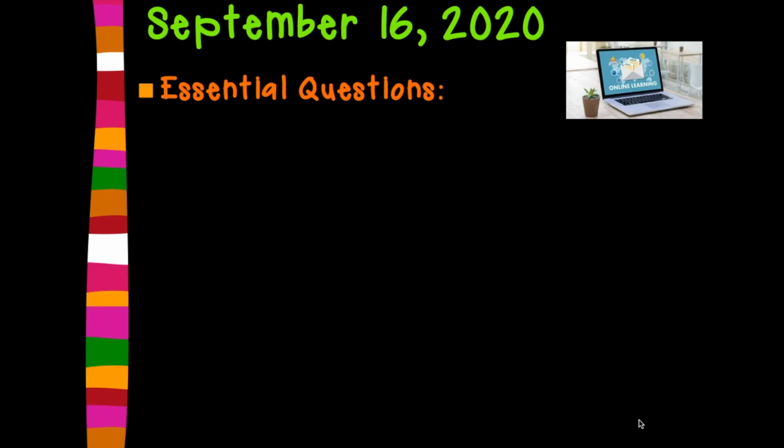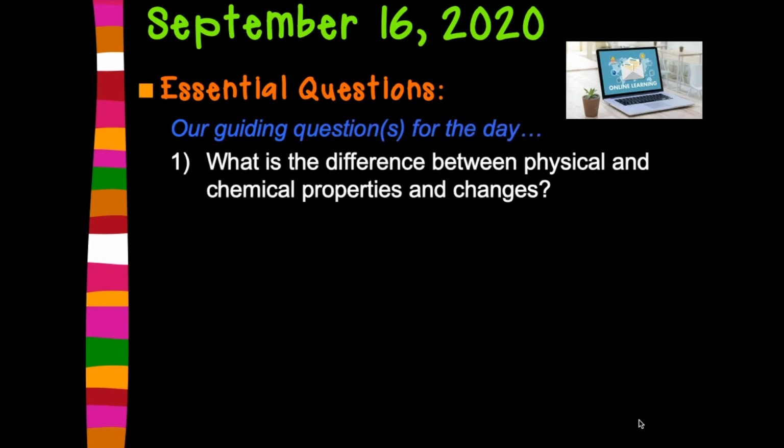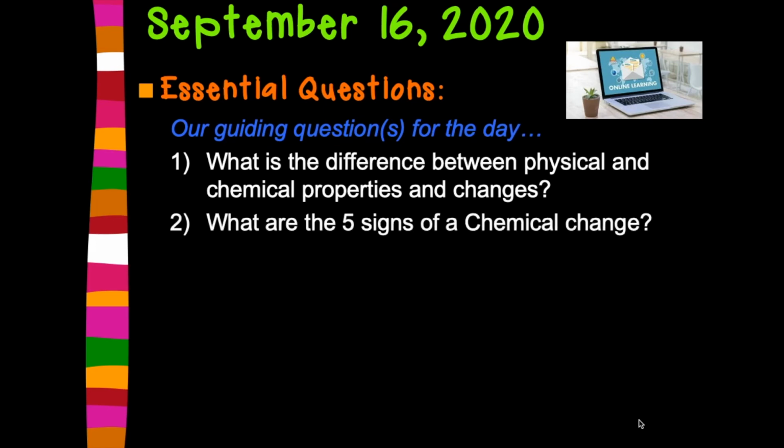So for today in chemistry, our essential questions, which is like our guiding question for the day, is what is the difference between a physical and a chemical property? And what is the difference between a physical and chemical changes? So now that we know about matter and how to classify matter, the idea is that, well, chemistry is the study of how matter changes. So now that we know about matter, it's time to start talking about changes.